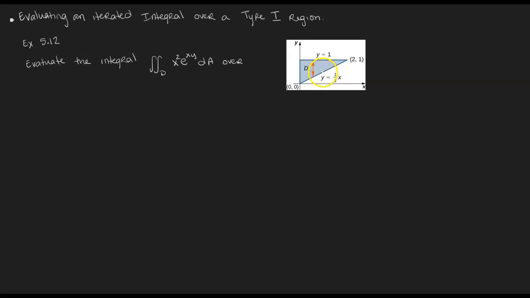And so the first thing that we want to do is take a look at our region and decide how, as a type 1 region, we can define the bounds for x and y. So first, type 1, that's the vertical strips. So I'm going to think about vertical lines that go through the region D. I can start those vertical lines over on the y-axis, and I can keep drawing them until I land at the point 2, 1. Every one of these vertical lines has the top marked along the y equals 1 line.